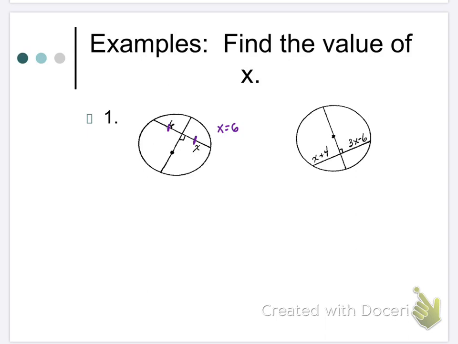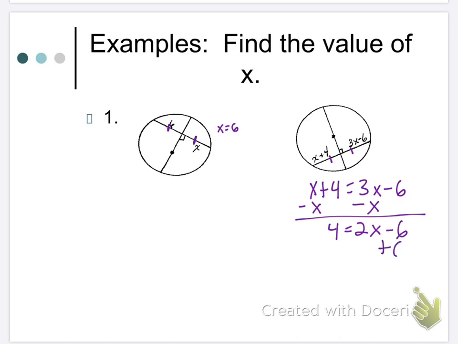Okay, our next one up, you see again that you have a diameter. It's perpendicular bisecting, so that means these two have to be congruent. So I can set x plus 4 equals 3x minus 6. We're going to subtract x from both sides. I get 4 equals 2x minus 6. Add 6 to both sides. I end up with 10 equals 2x. And then we want to get x by itself, so we're going to divide each side by 2. So I get x equals 5.